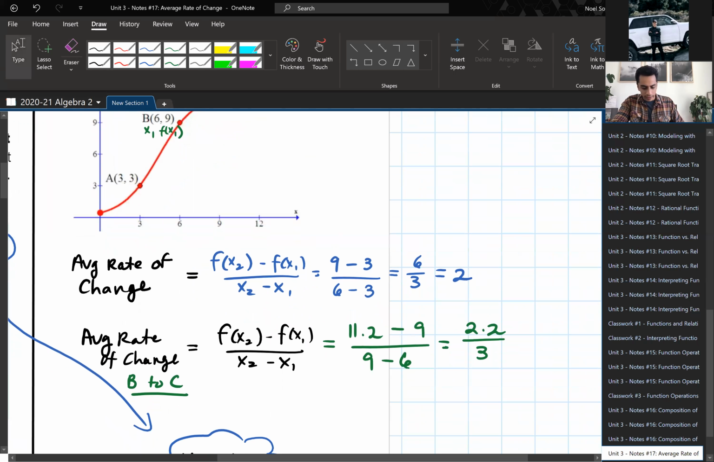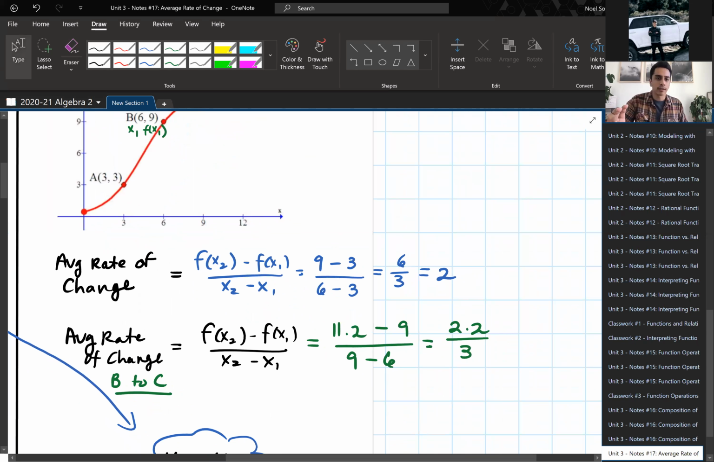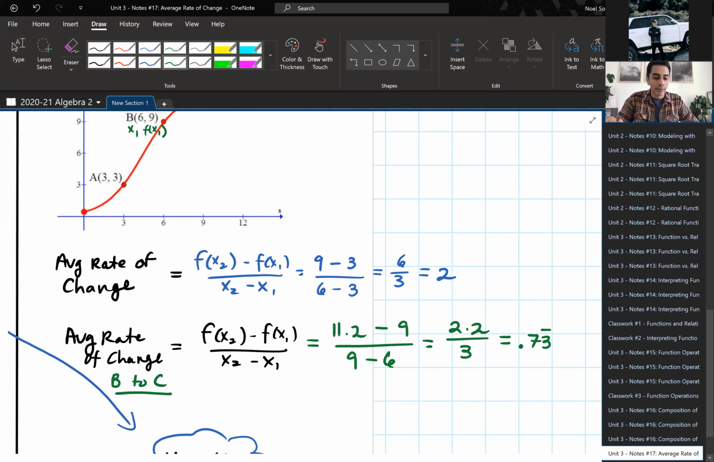Okay, let's see if we can get this average rate of change to be like one value, right? We have 2.2 over 3. If we divide that, what should we get? Yeah, it's about 0.733 with a repeating decimal. So we can do 0.73 with a bar over the 3 to indicate that it continues repeating. All right, so our average rate of change is 0.73.